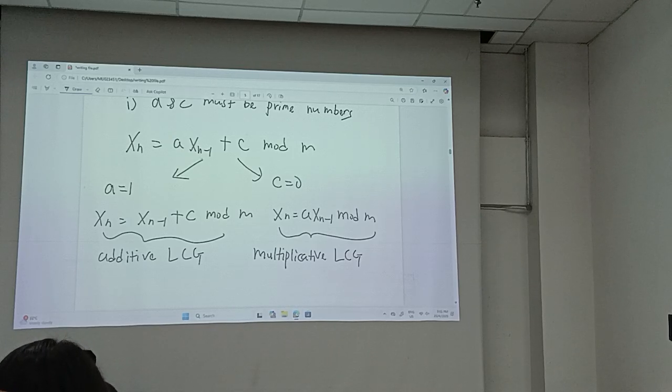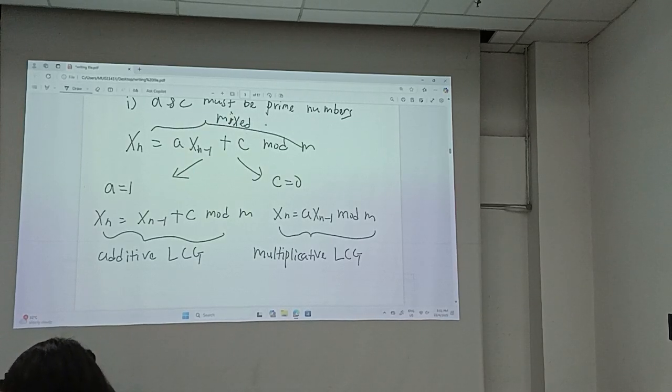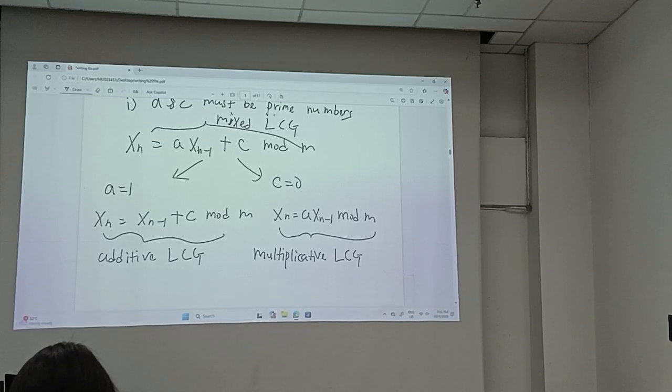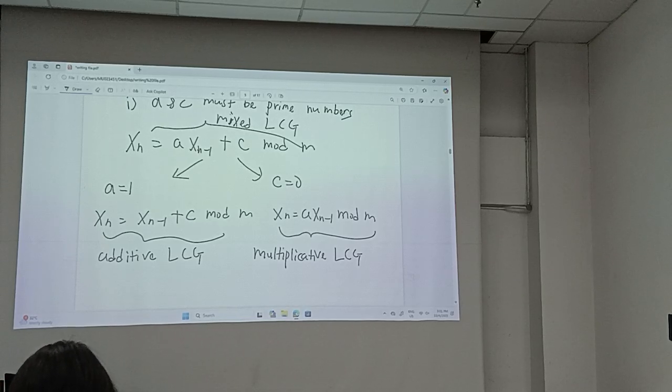So you need to know three of them. This one has multiplication and addition, so normally we call it a mixed LCG. It means a mixture of addition and multiplication. There is a multiplication here and addition here, so it's called a mixed LCG.